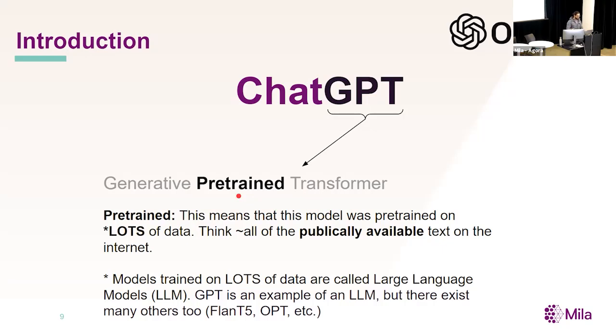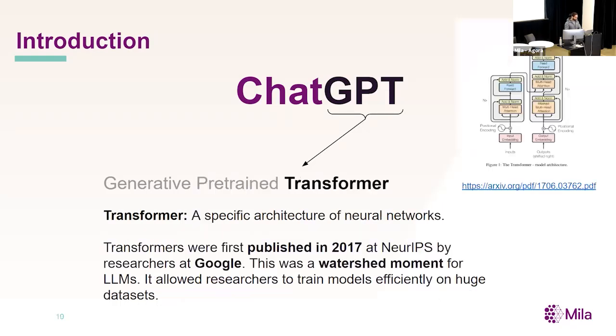In general, just because some of you might have seen this acronym as well, when we talk about a model that's trained on lots of data, we're usually talking about a large language model, an LLM. GPT is a subset of LLMs. It's a very specific type of LLM, but there have been many other LLMs as well, some that are open source, some that are not, like Flan-T5, OPT, and some other models like that.